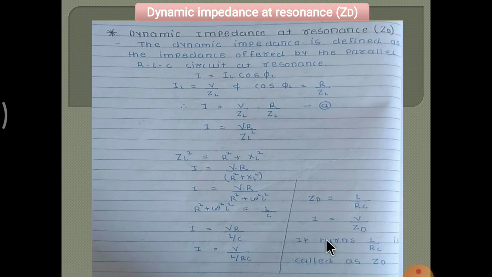So ZD is equal to L upon RC. So I is equal to V upon ZD.